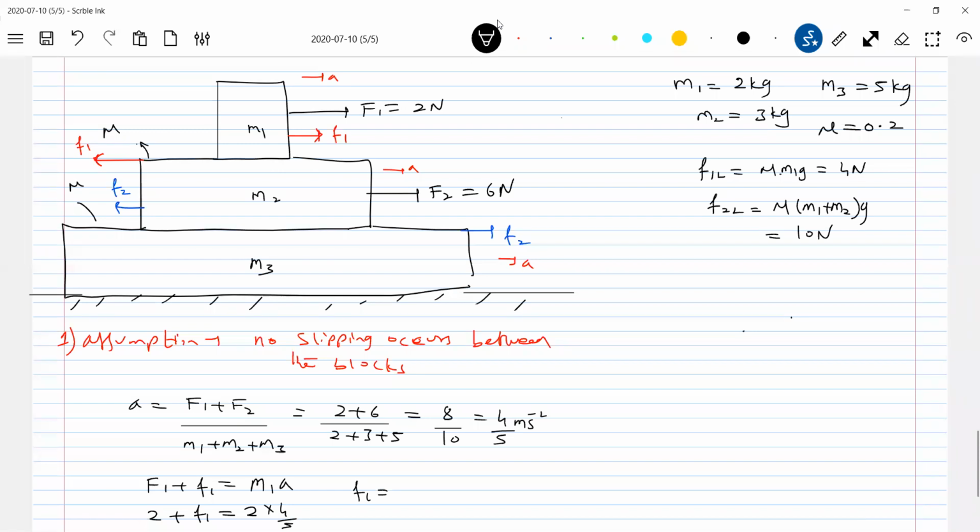Sir, minus 2 by 5, or minus 0.4 Newton. What do you mean by negative? And it is less than F1L. This is very important. Check it now.